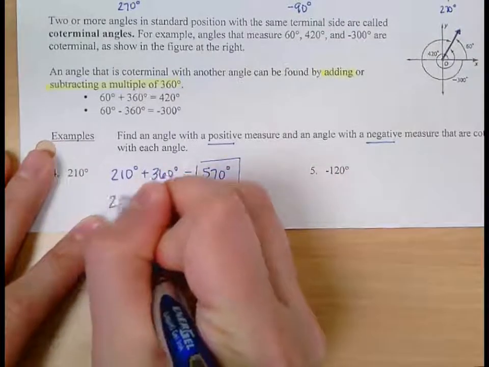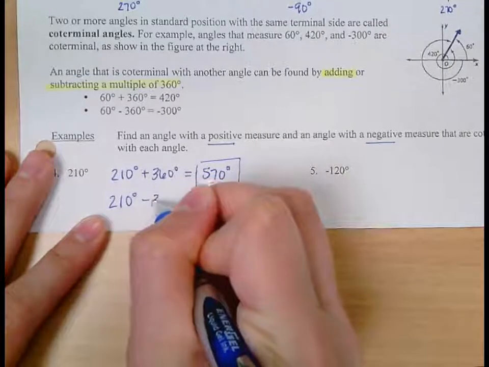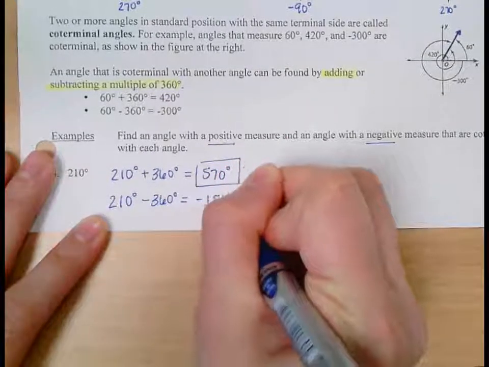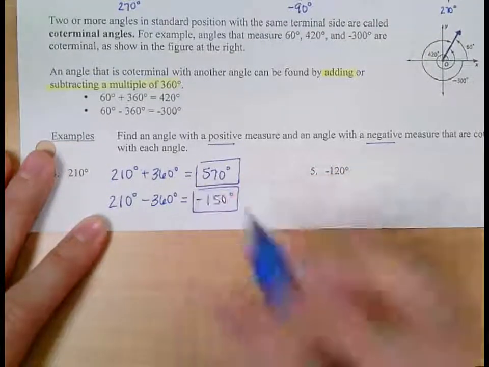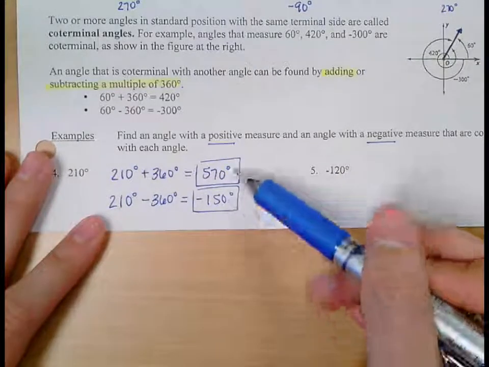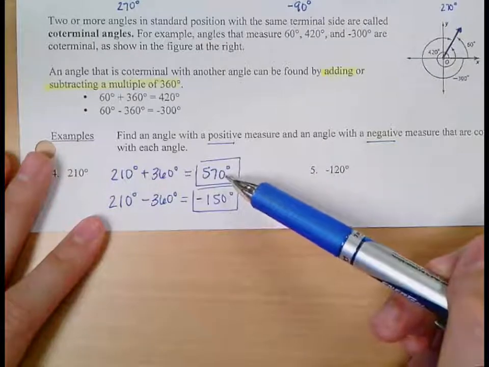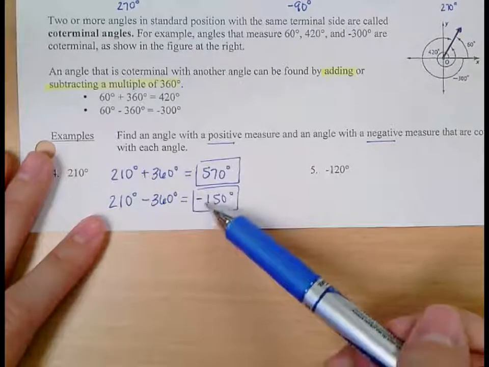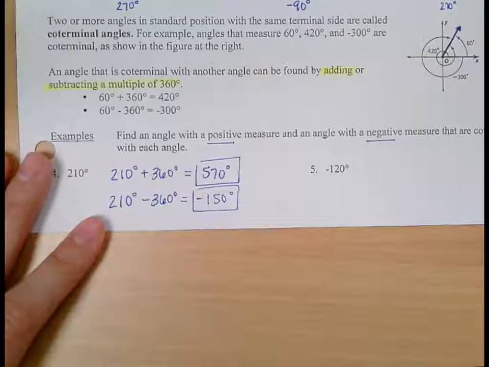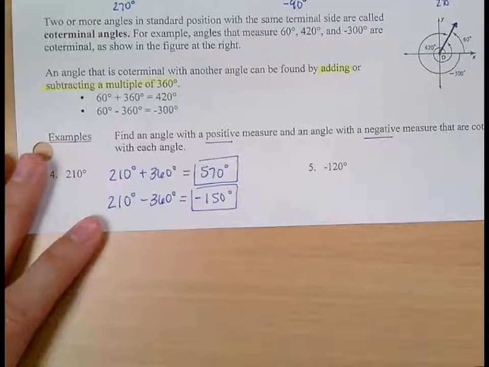I can also subtract 360 degrees from 210. And that would be negative 150 degrees. So that's a negative angle that is coterminal. Again, though, these are not the only two possible answers. I could continue adding 360 to 570 and subtracting 360 from negative 150 and get additional answers. So multiple answers there.